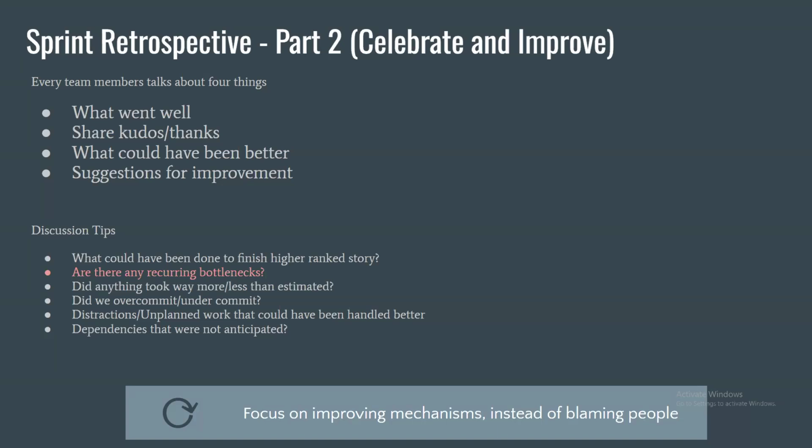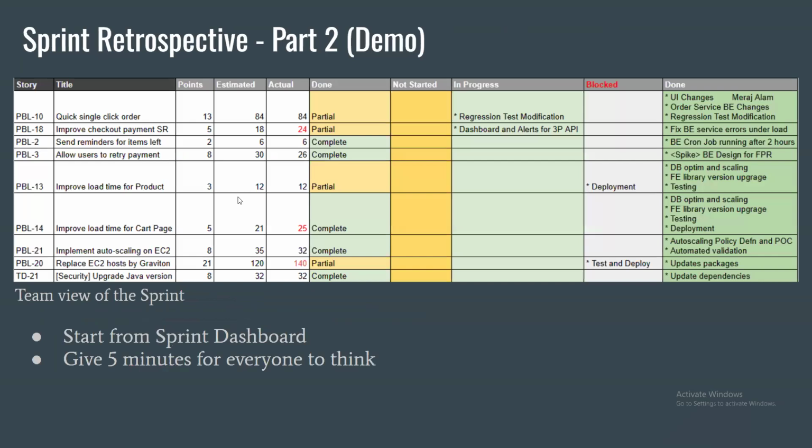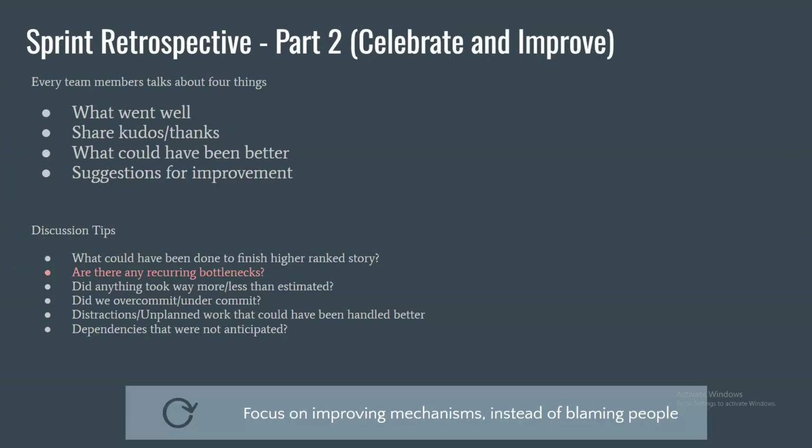We look at, are there any recurring bottlenecks? You can see here, okay, this is regression test modification, testing and deployment. Deployment looks like there is a lot of stuff going on. There are some bottlenecks around testing and deployment. So you can see this from the dashboard itself, and that's a good discussion to have. Are we doing a lot more or less than our estimates? Are we overcommitting or undercommitting on certain things? What are the distractions, unplanned work that came in? Because of that, maybe we couldn't complete stories.